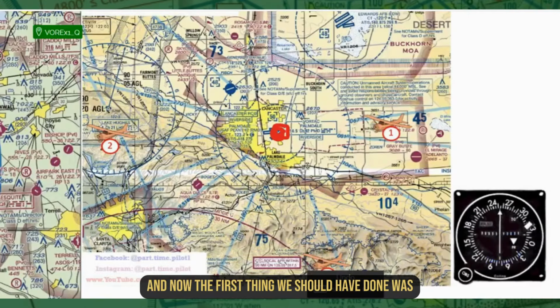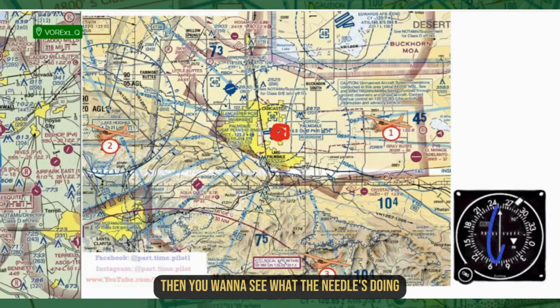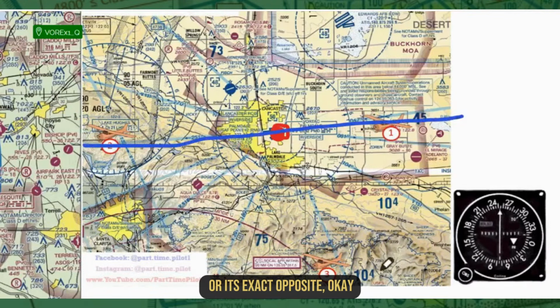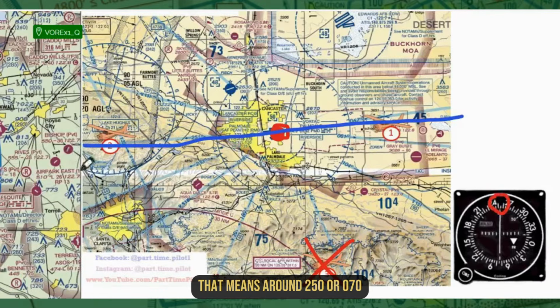The first thing we should have done, which I probably should have mentioned, is see what radial is dialed in. The radial is dialed in 250. Then you want to see what the needle is doing. If the needle is centered, that means you are on either the 250 radial or its exact opposite. To find the opposite of 250, you subtract 180 degrees and get 070. So right now we can cross out number 3, because our needle is centered on 250, which means we're on 250 or 070.